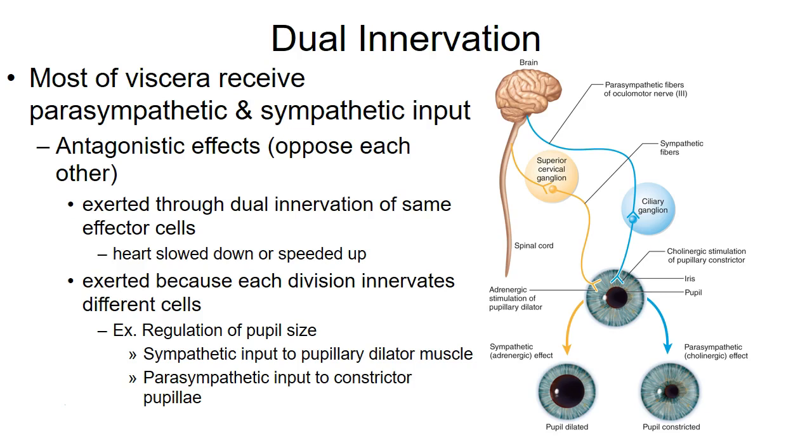So here we have a constrictor versus a dilator muscle, right? Two separate targets for each of the divisions of the autonomic nervous system. We can get opposite effects of the two divisions if they have the same target. That's what this example is mentioning, the same target tissue. All right?